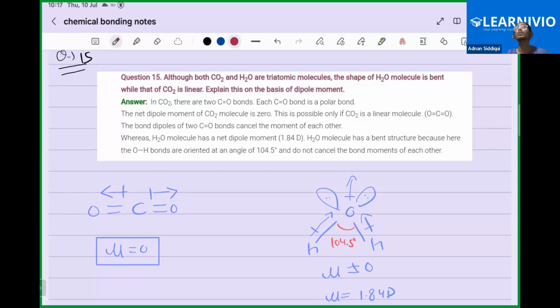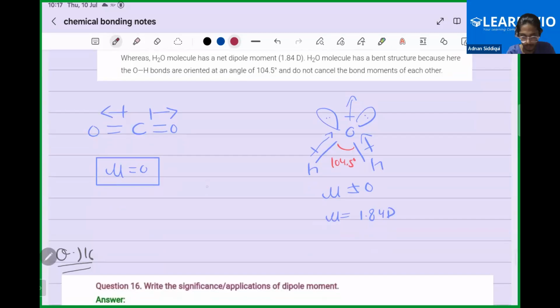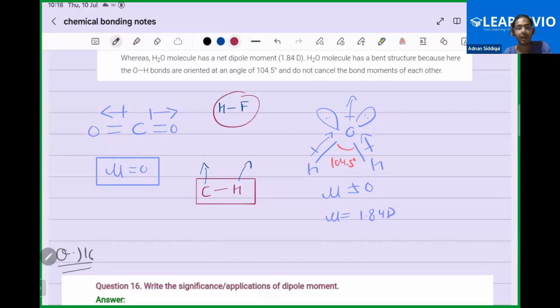I told you in the last class, if we are talking about this molecule, do they have a difference in electronegativity or not? Yes. If I am talking about HF, again there is a difference in electronegativity, but are we going to say both molecules or bonds have polar character? No. Only those bonds will have polar character where the electronegativity difference is more than 0.5.